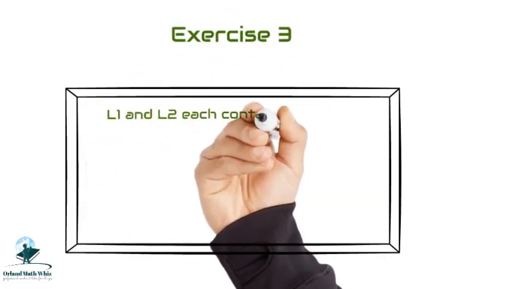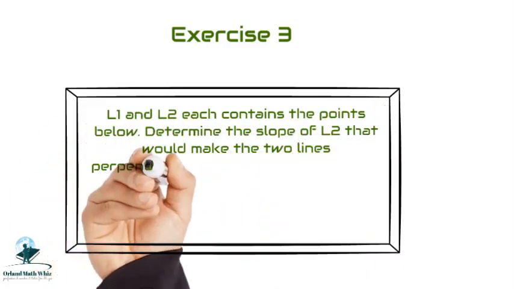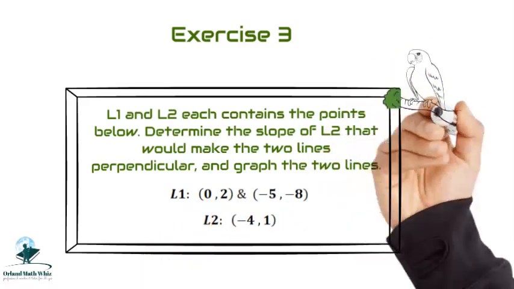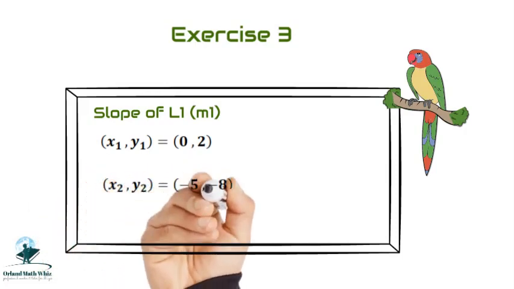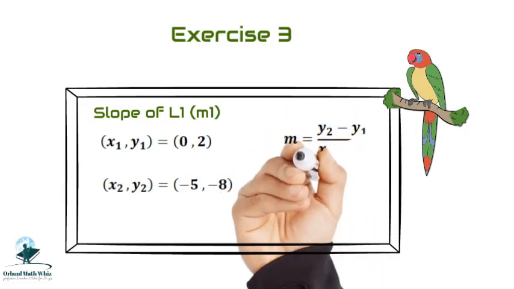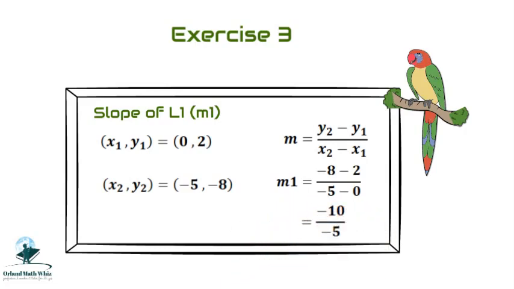Exercise 3. L1 and L2 each contain the points below. Determine the slope of L2 that would make the 2 lines perpendicular and graph the 2 lines. L1: (0, 2) and (-5, -8). L2: (-4, 1). Let's first calculate the slope of L1. Let (x1, y1) be the point (0, 2) and (x2, y2) be the point (-5, -8). Using the formula for slope, we get the quantity -8 minus 2 over the quantity -5 minus 0. This gives us -10 over -5.